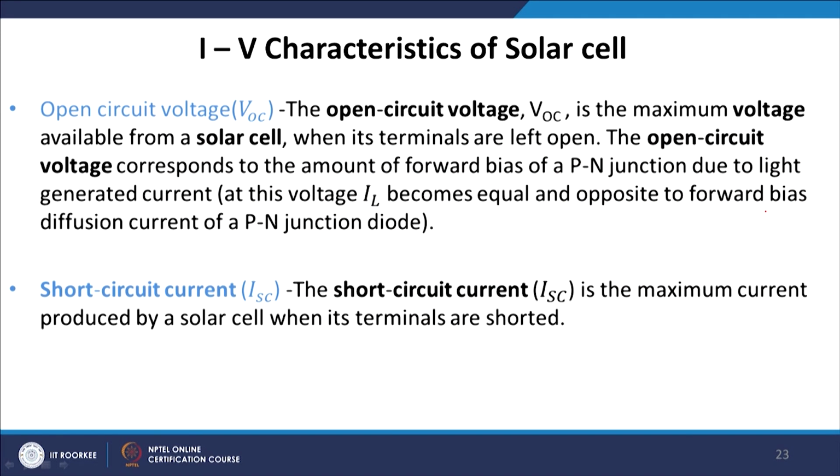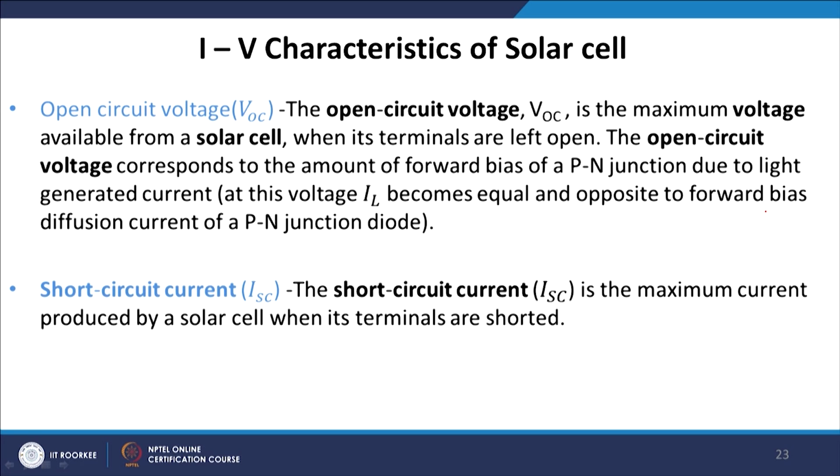So, open circuit voltage or VOC is the maximum voltage available from a solar cell when its terminals are left open. As the name suggests, it is an open circuit. So, the terminals are left open, and the maximum voltage we get in that condition is the open circuit voltage. The open circuit voltage corresponds to the amount of forward bias of a PN junction due to the light generated current. At this voltage, IL becomes equal and opposite to the forward bias diffusion current of a PN junction diode.